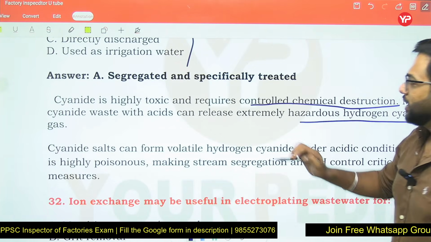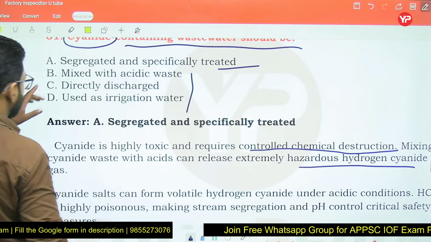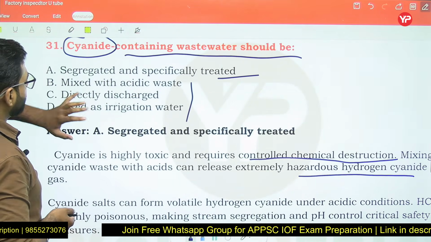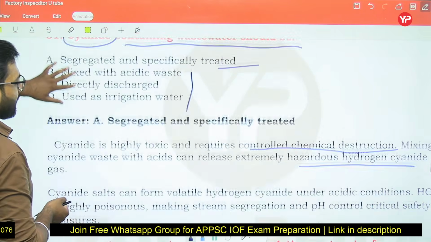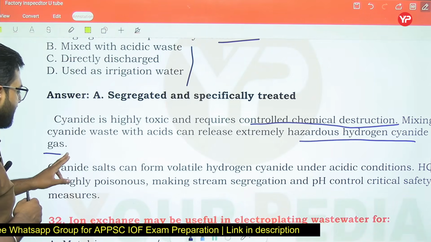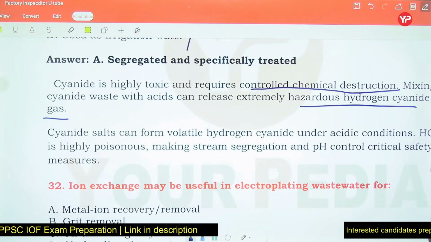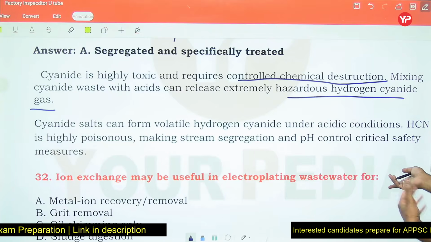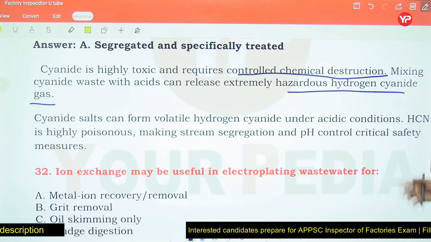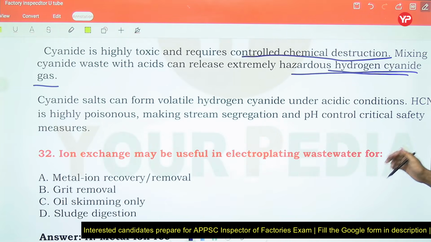Very important point. If you choose option B, mixed with acidic waste, so if you mix this cyanide containing wastewater with acidic waste, what happens? It will release extremely hazardous hydrogen cyanide gas. Cyanide salts can form volatile hydrogen cyanide under acidic conditions. HCN is highly poisonous, making stream segregation and pH control critical safety measures. So remember, these are the key points: hazardous hydrogen cyanide gas will be released when you mix it with acidic water.